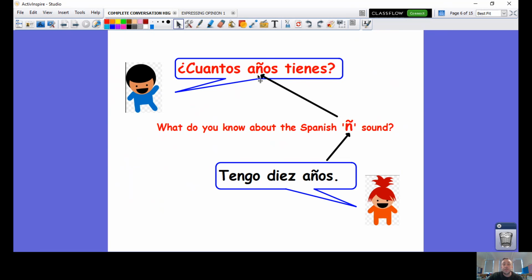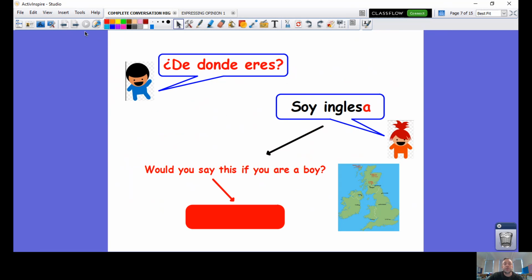Let's do it one more time. Mr. Bell goes first. I ask, you answer. Here we go. ¿Cuántos años tienes? Now remember, if you're 11, you'll be saying 11. If you're 10, you're going to say 10. And if you're 9, you're going to say 9. Let's do it one more time. ¿Cuántos años tienes? Muy bien. Let's move on to our next question.